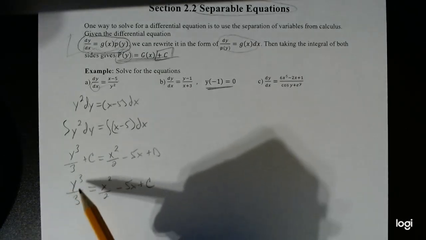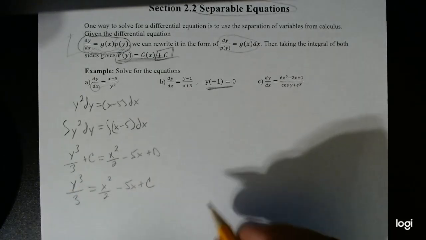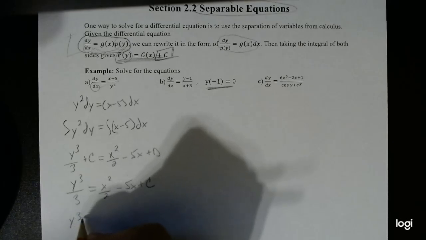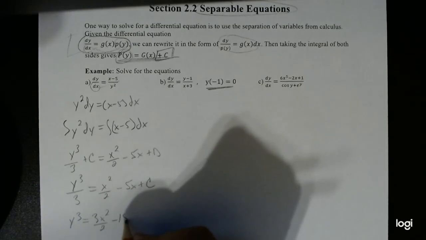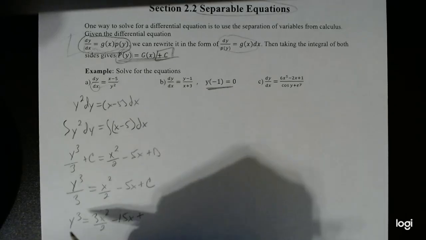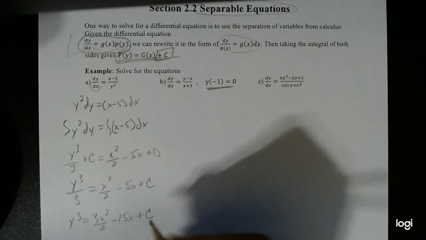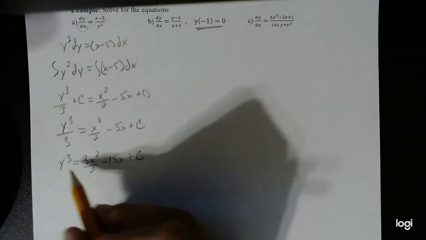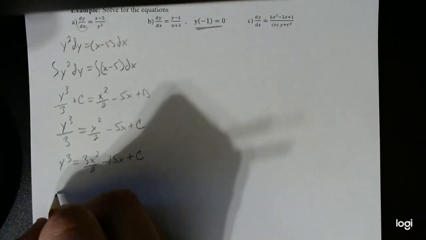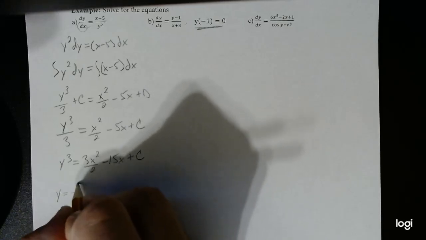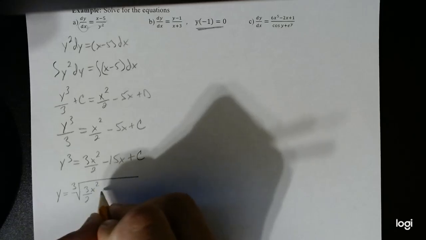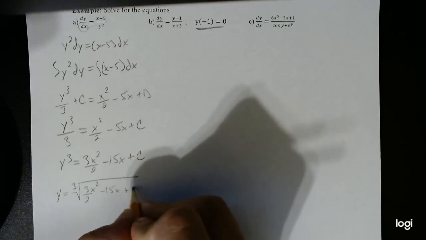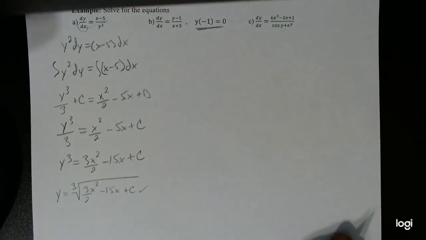I don't want y cubed, I just want y. So multiply everything by 3. Again, a constant times 3 just gets engulfed into a single constant. Nothing really happens there. And then finally, taking the cube root of both sides. And now we're done.